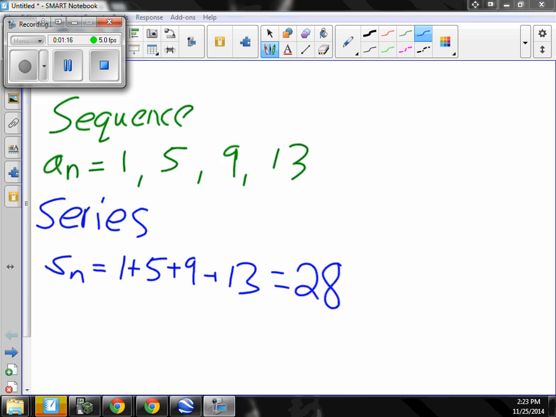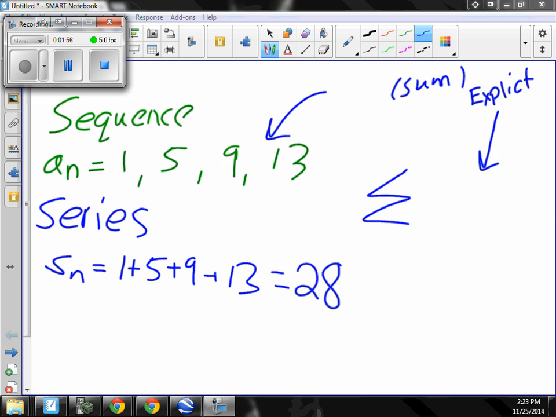So we need some way to represent a series as an equation. But the trouble is, the series changes every time the sequence gets longer or shorter. So what we do is we use a capital sigma, which represents find the sum. That's why they chose sigma, because it's sum. Find the sum of, and then we need the explicit formula, not the recursive. What is the explicit formula for this?